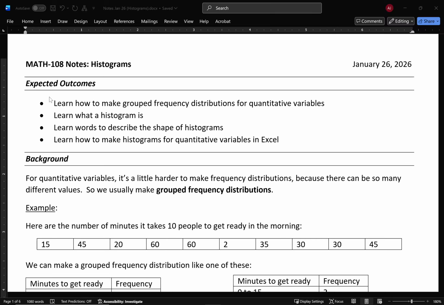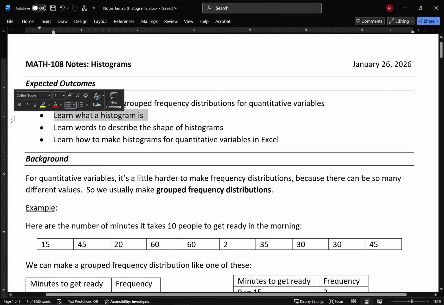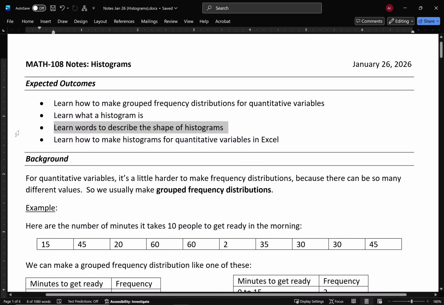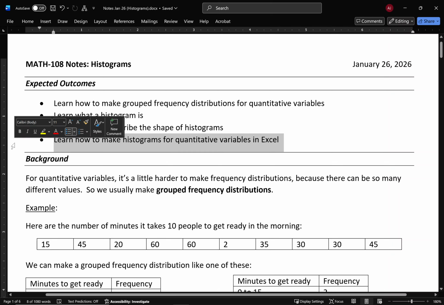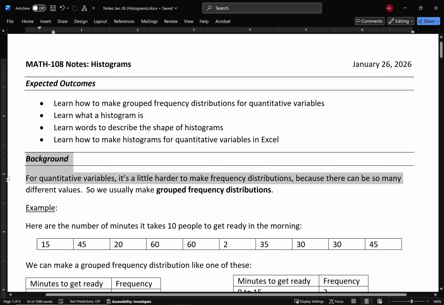Okay, so today we're going to learn how to make grouped frequency distributions for quantitative variables. We'll learn what a histogram is, some words to describe the shape of histograms, and how to make histograms for quantitative variables in Excel. So last time you might remember that we did frequency distributions.